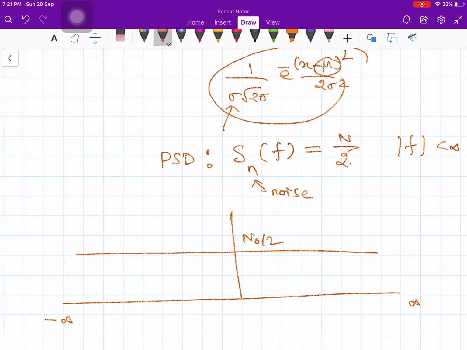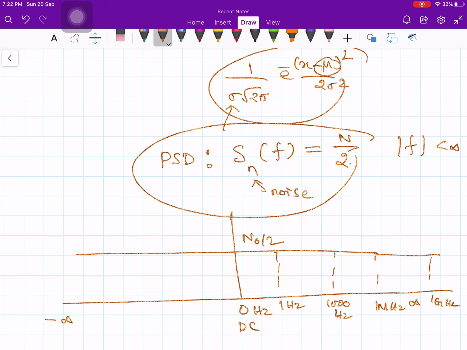Whether you talk about 0 hertz, that is a DC signal, or you talk about 1 hertz, or 1000 hertz, or 1 megahertz, or 1 gigahertz, it doesn't matter, it gives equal contribution. So usually, in fact most of the time, we will work with this model. This model we will consider.